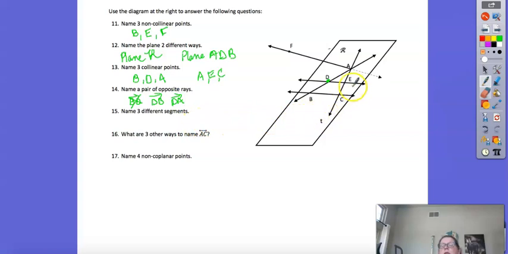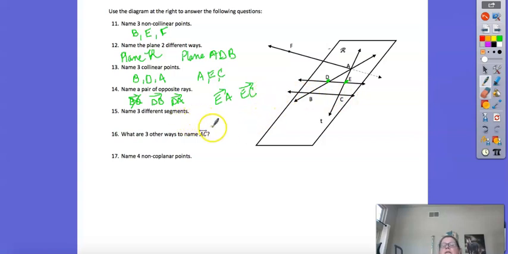I could also pick, let's see if I got any others. I could also pick EA and EC. EA and EC. I do not see any others. You could not have used B because you'd only know C going in that direction. You don't have a point to tell me what direction it's going in for that way.